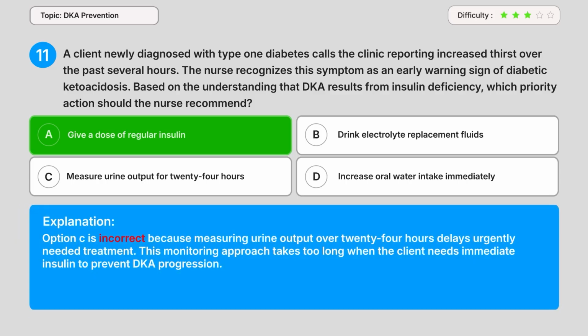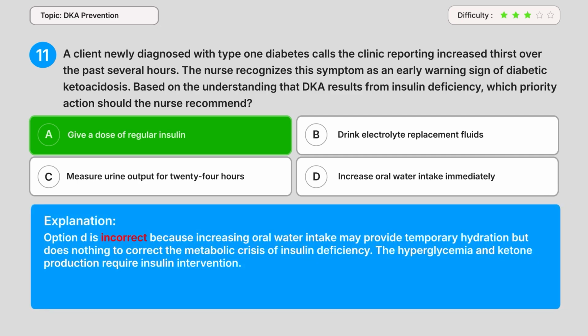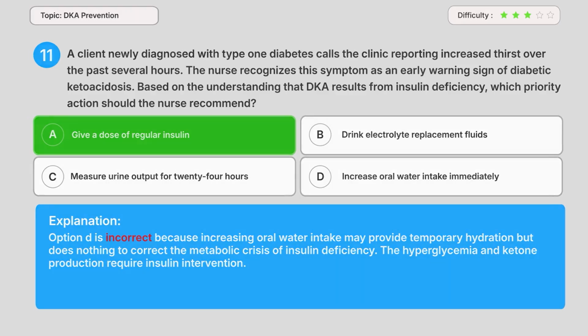Option C is incorrect because measuring urine output over 24 hours delays urgently needed treatment. This monitoring approach takes too long when the client needs immediate insulin to prevent DKA progression. Option D is incorrect because increasing oral water intake may provide temporary hydration, but does nothing to correct the metabolic crisis of insulin deficiency. The hyperglycemia and ketone production require insulin intervention.